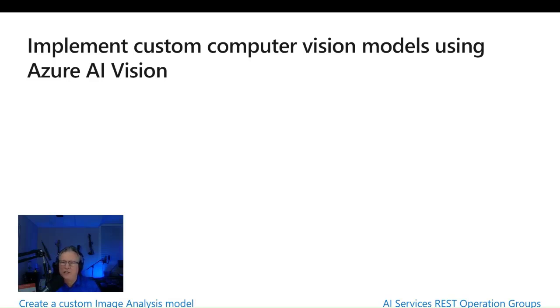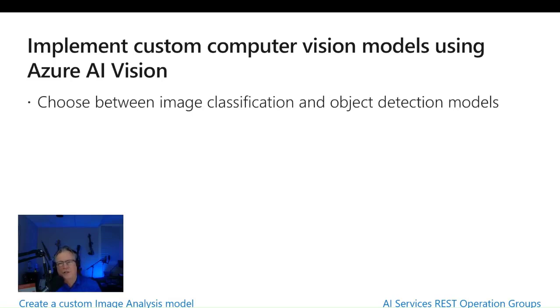Model customization lets you train a specialized image analysis model for your own use case. Custom models can do either image classification, tags applied to the whole image, or object detection, tags applied to specific areas of the image. Once your custom model is created and trained, it belongs to your Vision resource, and you can call it, guess what, using an Analyze Image API.